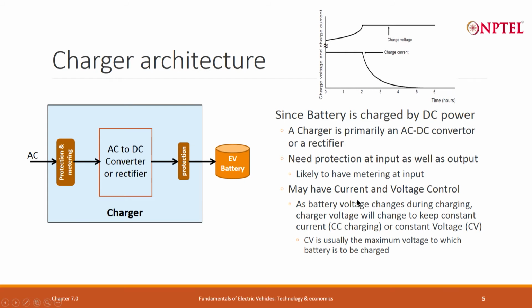It may have current and voltage control, because depending on what the battery requires, you normally will have current and voltage control. Battery voltage changes during charging continuously. So, you should have a voltage controller and you should have a current controller. CV is usually the maximum voltage to which the battery is charged. So, that is what it is.